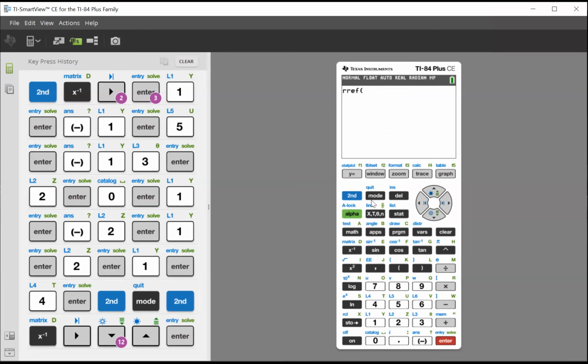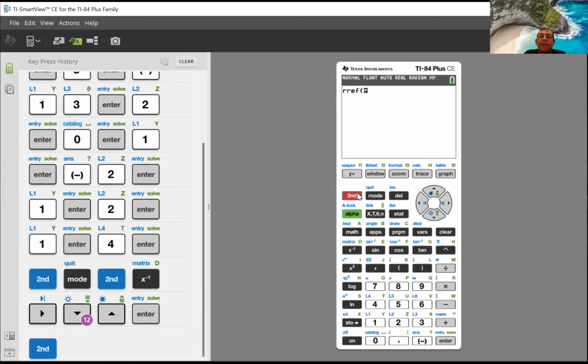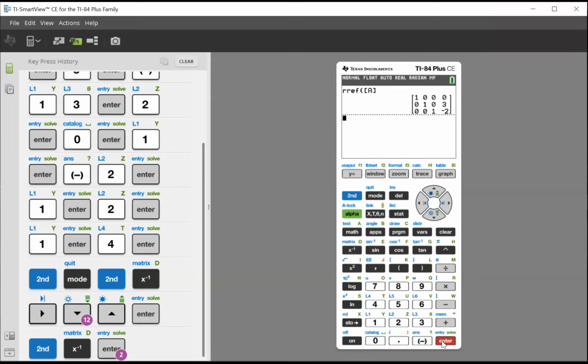And then for the third time, we're going to hit second, x negative 1, so that we can get the matrix we just put in there. So mine was matrix A for my 3x4, so I just hit enter on that. And y'all, it brings everything on the screen. So remember, when I hit enter, the far right column is our answers. The X is on top, then the Y, then the Z.